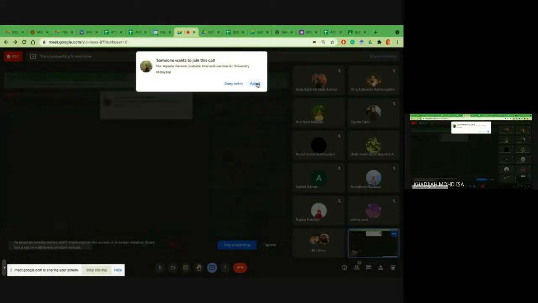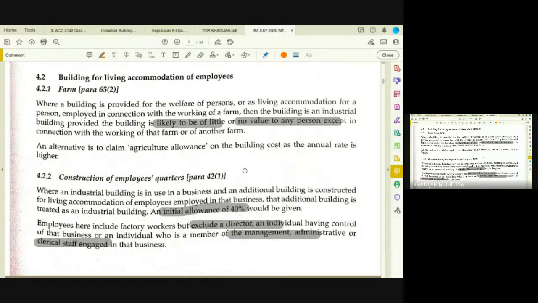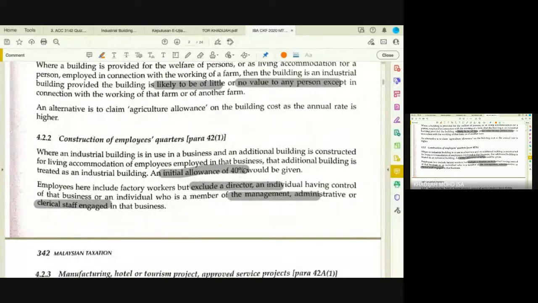Okay. The next one is when you construct employees' quarters. In this case, it's not specific, it's general, right? If a business constructs a building for the purpose of employees' accommodation, that building is given as an industrial building, and is given an initial allowance of 40%. Normally we have an initial allowance of 10% and annual allowance of 3%. But for employees' quarters, we are given an initial allowance of 40% and annual allowance normal 3%.